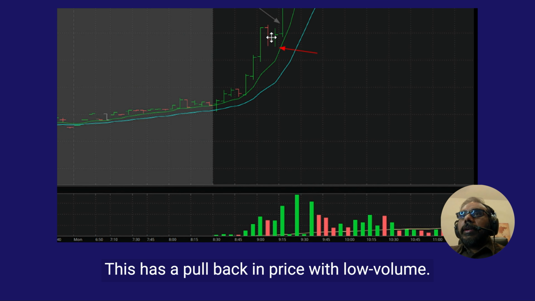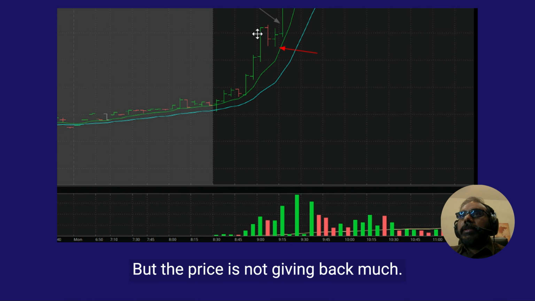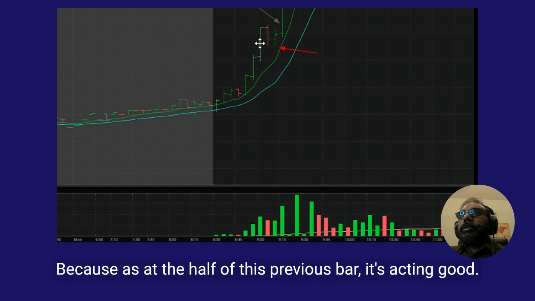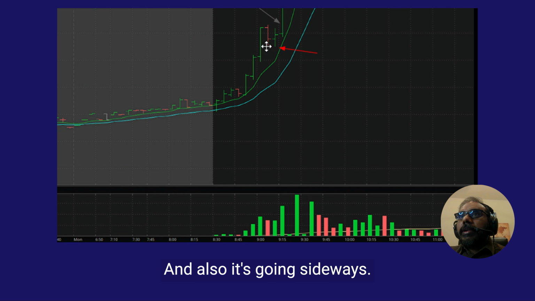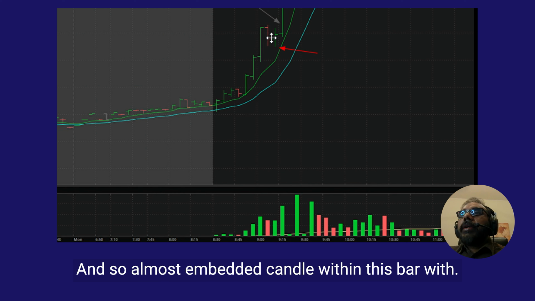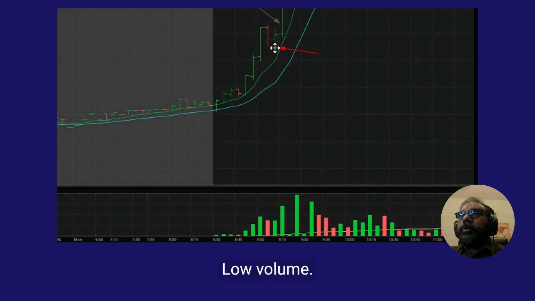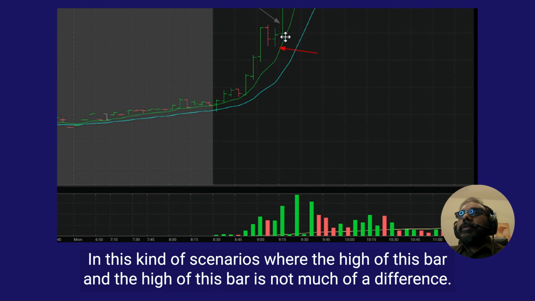This has a pullback in price with low volume, but the price is not giving back much because at the half of this previous bar, it's acting good. And then the next bar is closed green, and also it's going sideways, and it's almost an embodied candle within this bar, low volume. And then my entry would be here in this kind of scenario where the high of this bar and the high of this bar is not much of a difference.